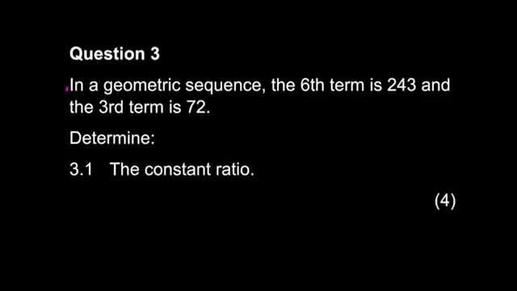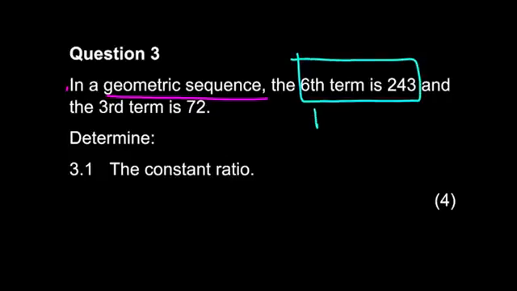Okay, well, this time round, they start off by saying it's geometric. Well, that's fantastic because we can already locate what our formula should be. The sixth term is 243, and the third term is 72. Determine the constant ratio. Okay, so remember what we said. What is the model to get the sixth term as 243? That would be T6 is equal to, it's geometric, so it's AR to the n minus 1. And T6 is equal to 243. The third term is 72.